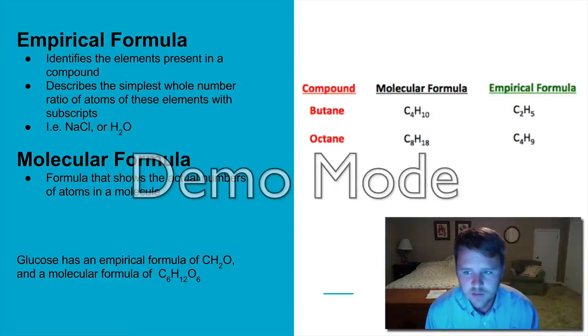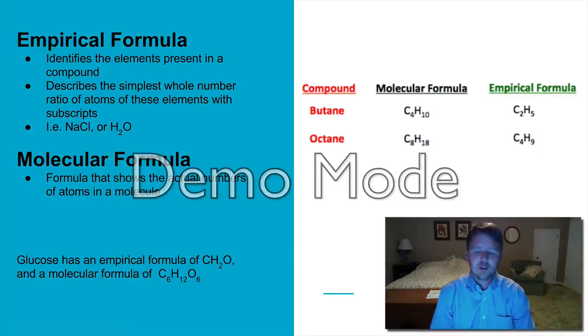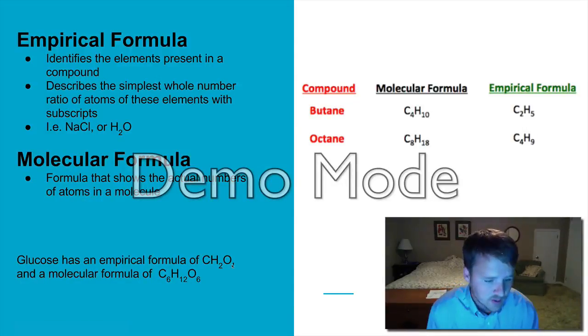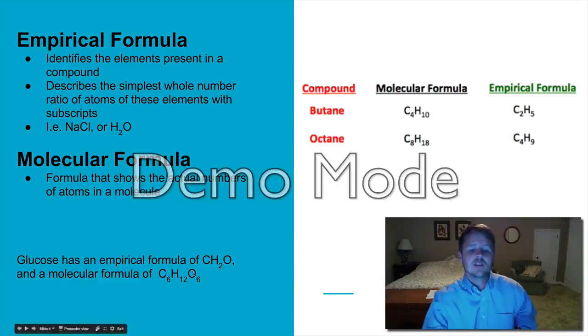Most of the time, almost all the time, we're going to use molecular formula because that describes the actual molecule. I don't know why we would ever use empirical formula. So for instance, glucose down here, CH2O is its empirical formula. Well, its molecular formula is C6H12O6, and that's what we are mainly concerned about, molecular formula.